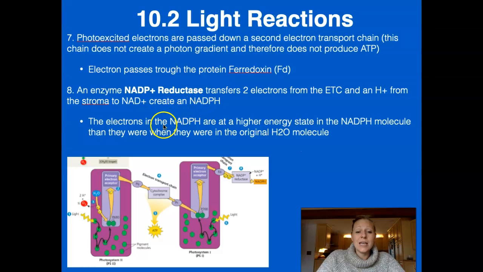The electrons in the NADPH are at a higher energy state in the NADPH molecule than they were in the original H2O molecule. So we have moved those electrons closer to being shared more evenly than they were at the beginning of the process. And so that is the end of this lecture. I hope I can answer any questions that you might have.